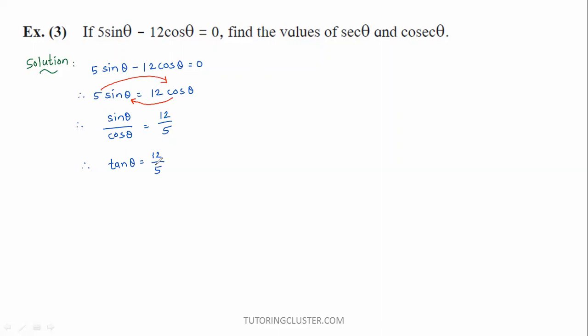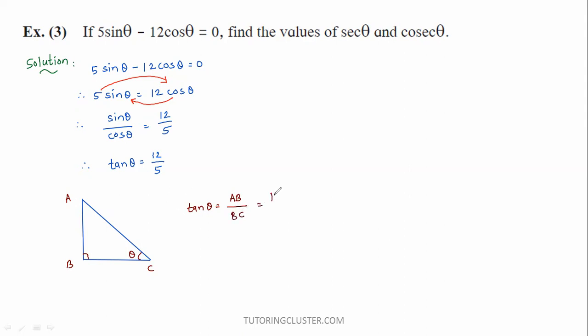Is it clear? Now, what we have to find out? We have to find out sec theta and cosec theta. You can use a trigonometric identity like we have seen in example number 1 and example number 2. Or you can use the right angle triangle concept here. See how we can use this. Let's say I am considering a right angle triangle ABC. This is 90 degree, this is theta. Now, if I have to write tan theta for this figure, what is the opposite side AB divided by adjacent side BC.